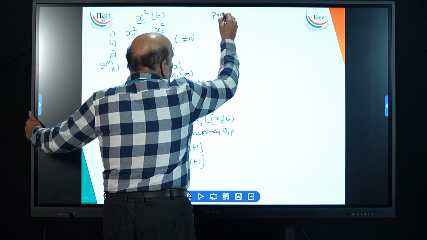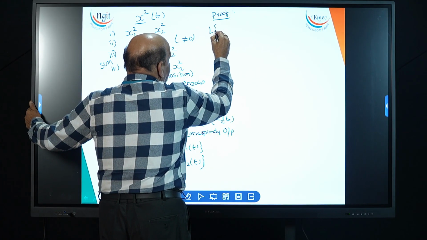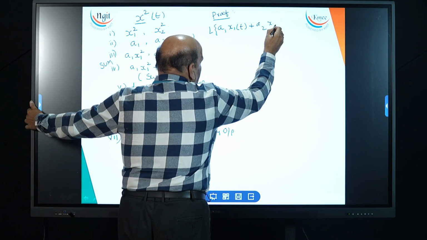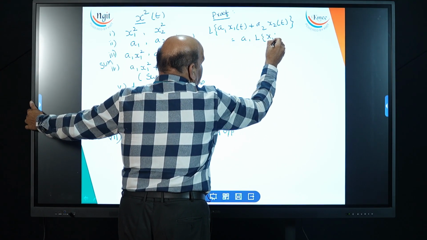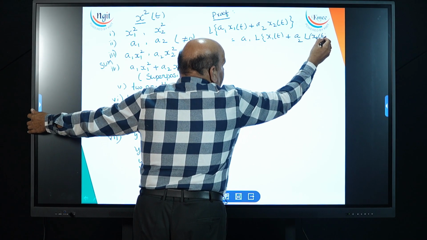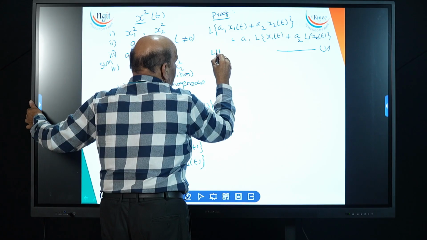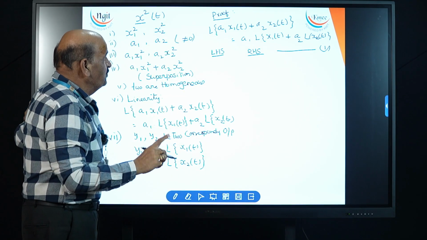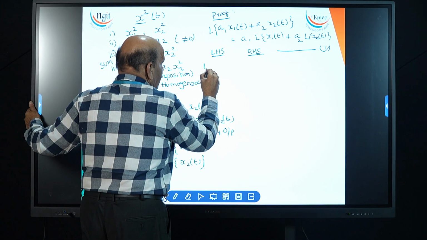Now we are going for the proof. Just look at what we have to prove. We have to prove that L of a1 x1 of t plus a2 x2 of t is equal to a1 L of x1 of t plus a2 L of x2 of t. These things we have to prove. Let it be equation 1. This part is called LHS. This part is called RHS. Now we have to verify these two, LHS and RHS, individually. Let us concentrate first.